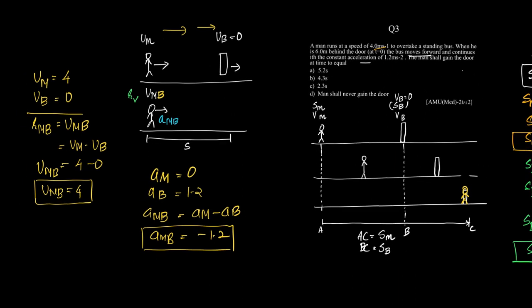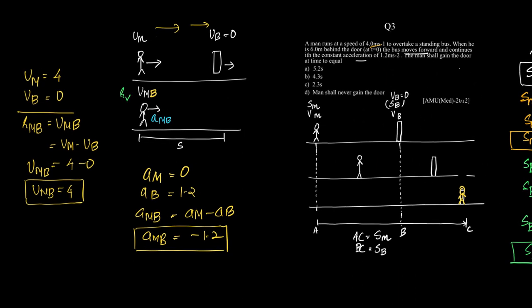Now the equations of motion apply to the object moving with relative velocity. What would that be equal to? S is equal to ut plus half at square, but instead of s, what do we consider here? S, relative displacement, remains the same, which is umb into t plus half amb into t square.